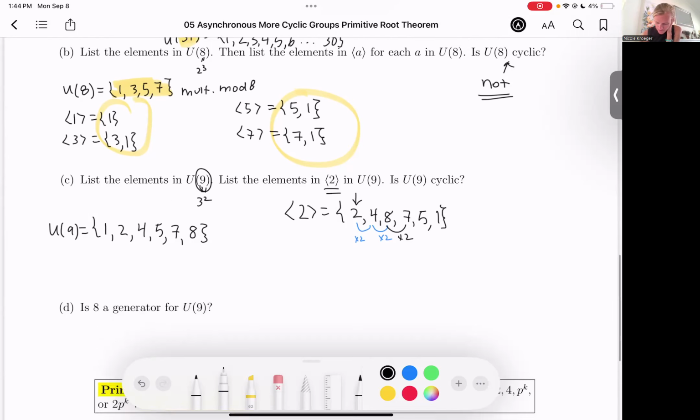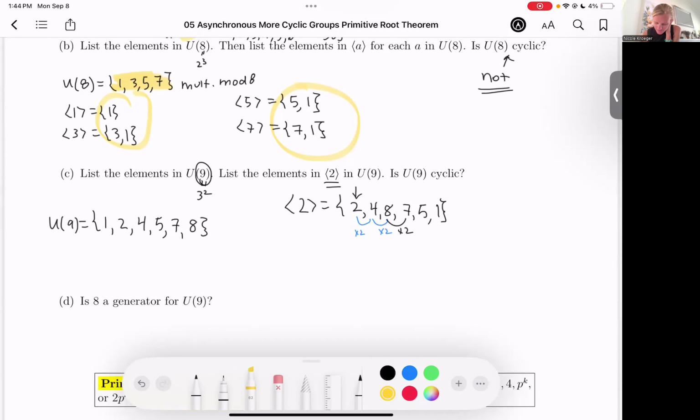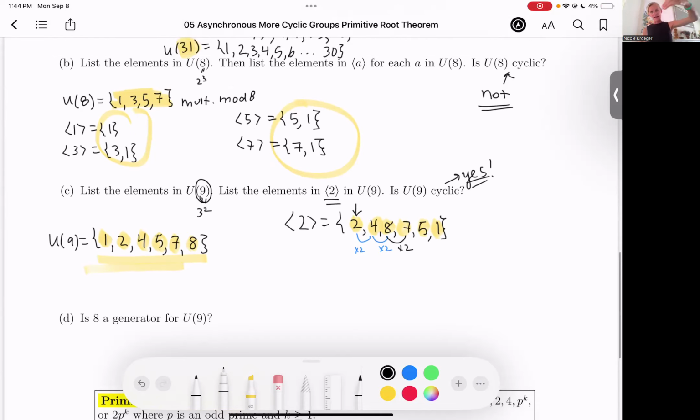Okay, so let's see. I noticed that 2 generates all of the elements from this list. I've got 1 accounted for, I have 2 accounted for, I have 4 accounted for, I have 5, I have 7, and I have 8. It's okay that they're not in the same order, that doesn't matter. What this tells us is that 2 generates U9, and so yes, U9 is cyclic. All it takes is finding one generator to show that we have a cyclic group. So what we saw is U8 is not cyclic, but U9 is cyclic.